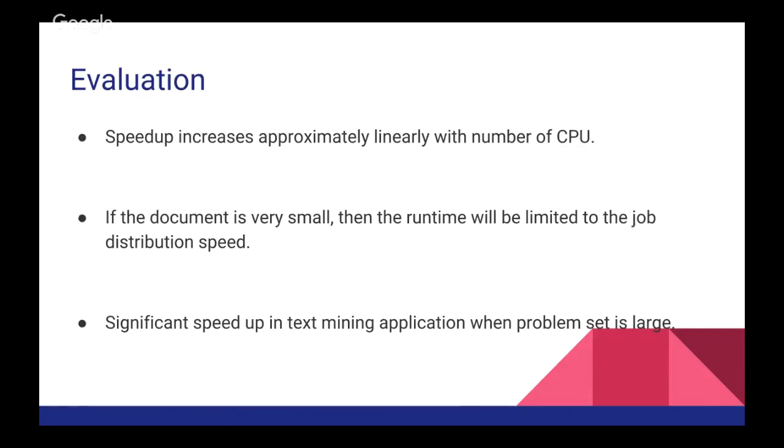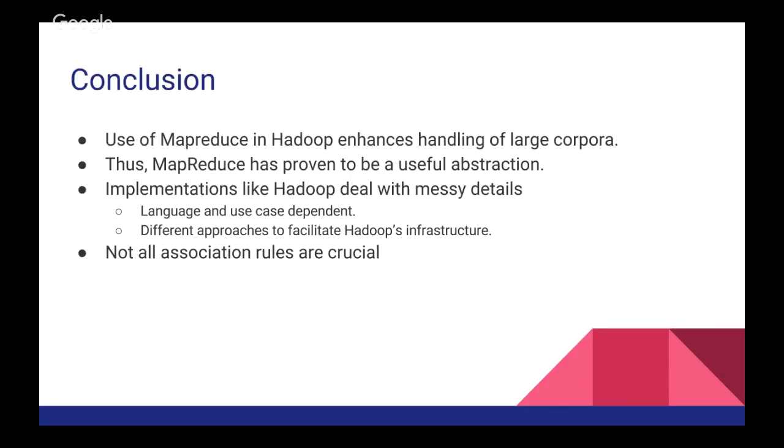Also, if the document is very small during the project, the runtime will be limited by the job distribution speed. But if the problem set is large enough, then there will be significant speedup in text mining applications. So for the conclusion of the project, we can find that the use of MapReduce in Hadoop enhances handling of large corpora. Thus, MapReduce has proven to be a useful abstraction.